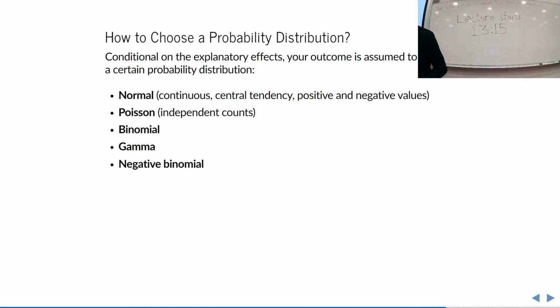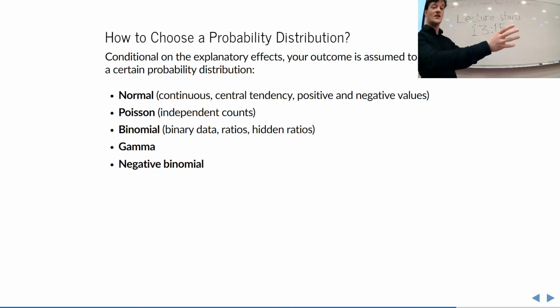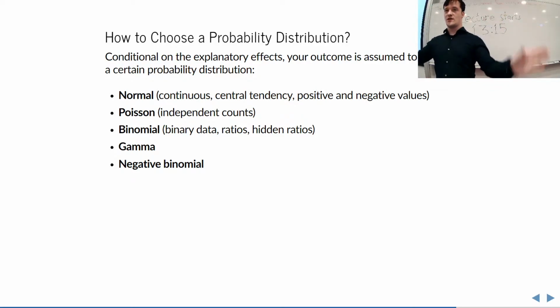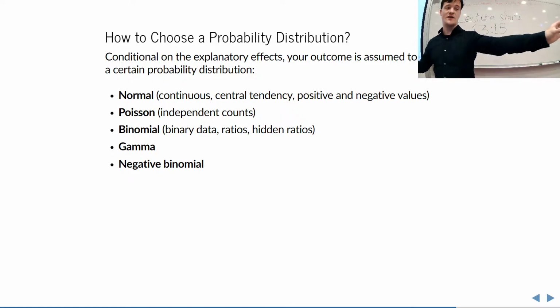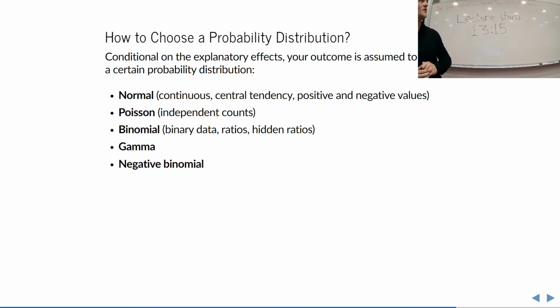Then the Poisson distribution is for independent counts. Count is anything that you count, so a number of this, number of that. Then the binomial distribution is for several things: for binary data, so yes or no, or male or female as outcome in this case. Or ratios, so let's say I want to know whether a certain type of mask is more efficient than another type of mask, then I could have two groups of people wearing two types of mask, and I'm going to see how many of those people in the one group got infected and how many in the other group got infected. And that's a ratio, and you can do that with a binomial distribution.